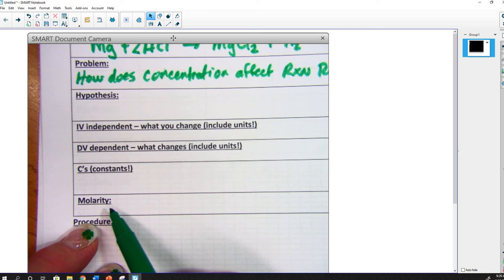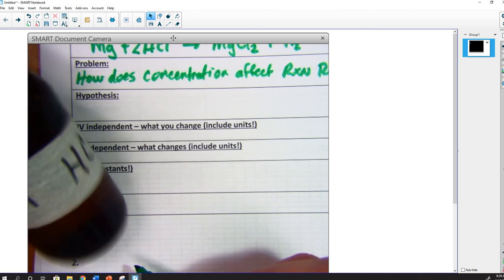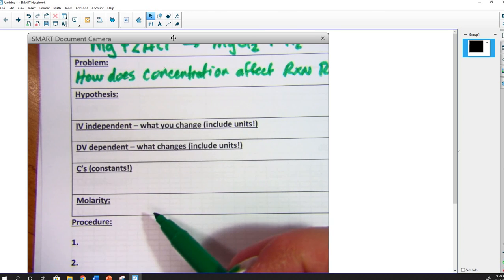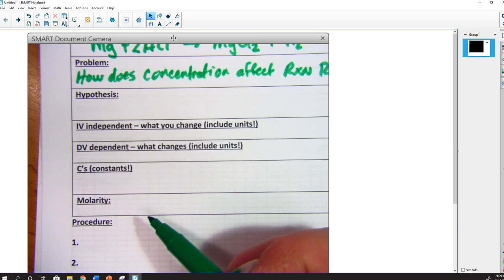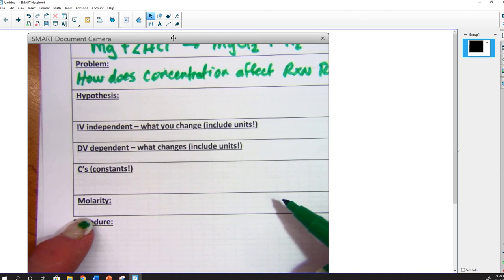Molarity will work for this one because we're using a 3 molar hydrochloric acid solution. So we'll write 3 molar. When I get to the Alka-Seltzer, we're not using a concentration. We're just using a tablet and water. So there's no concentration, so you put none. So on whichever one you use for that.